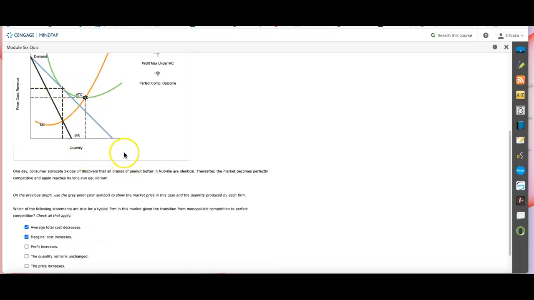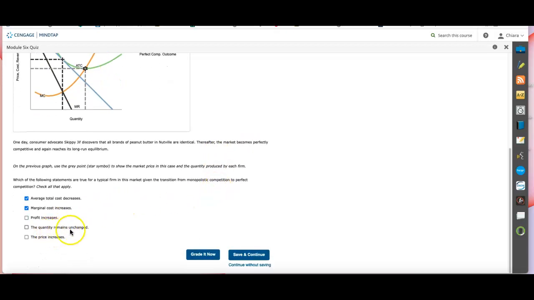Well, the profit has remained the same, right? We still have that zero profit in perfect competition and monopolistic competition in the long run. So that is not true. The quantity remains unchanged, and that is untrue because we have a greater quantity. The price has increased. That is not true because it actually has gone down from monopolistic competition. So it should be only these two.